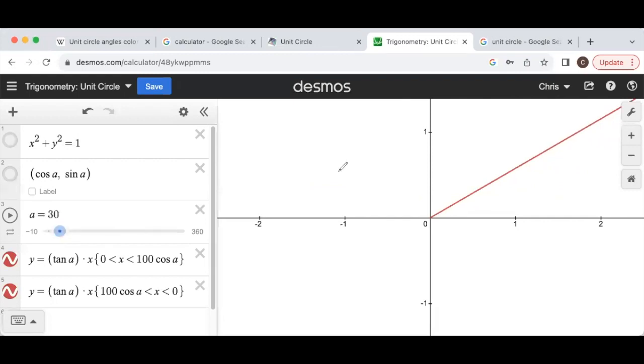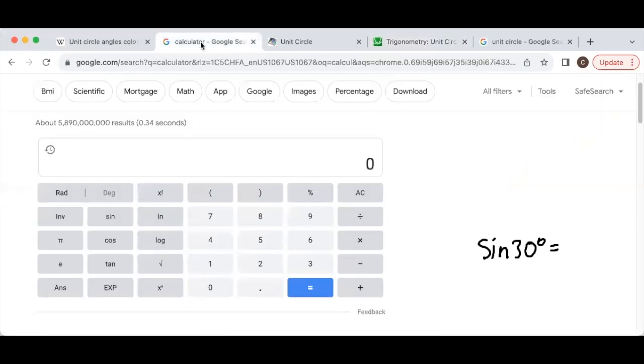So let's start talking about sine and cosine. What is the sine of 30 degrees? Well, if you don't know that off the top of your head, then we should use a calculator to figure it out, right? So I guess we'll use the calculator that's just built into Google. Okay, so here we are. Let's make sure our calculator is in degree mode, and let's do sine of 30. 0.5. Okay, 0.5.